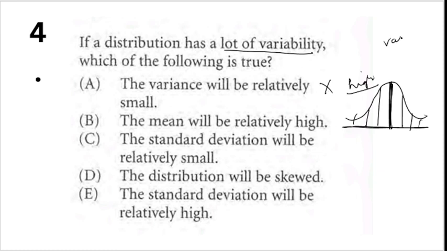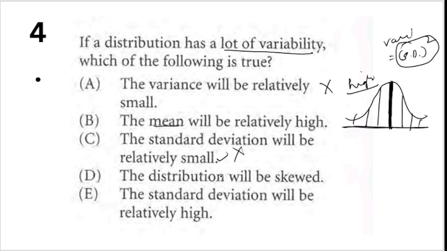Variance is just the square of our standard deviation. Right? So mean will be relatively high. No. Variance has nothing to do with the mean. Though the mean will be helpful in calculating the standard deviation, that option is incorrect. Then the standard deviation will be relatively small. We just said that variance is the square of standard deviation. How can it be small? No, it should be large.